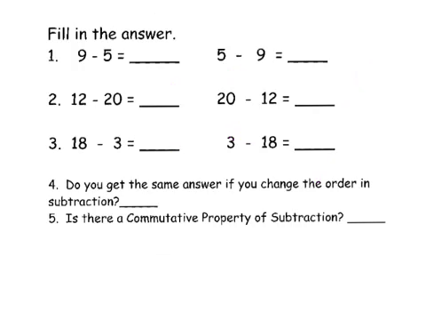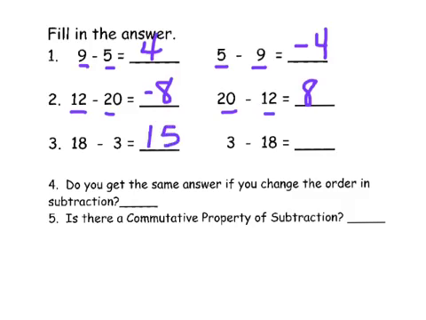Okay. So question number 1 is fill in the answer. 9 minus 5. I get 4. Well, if I switch, I have 9 first and 5 second. And if I switch it and I have 5 first and 9 second, type that into your calculator. What do you get? 5 minus 9, you get negative 4. Huh. Okay, number 2, 12 minus 20. I get negative 8. And 20 minus 12, I get 8. Huh. 18 minus 3, 15. And 3 minus 18, I get negative 15.